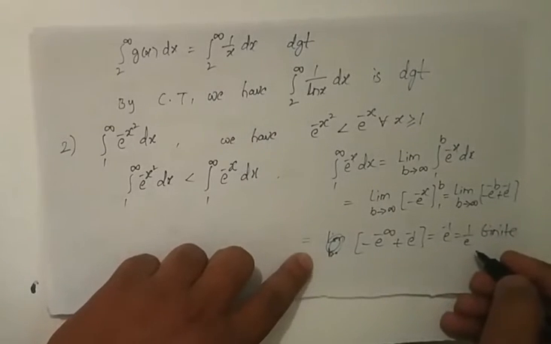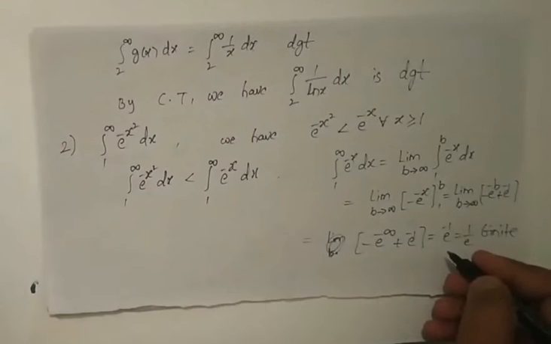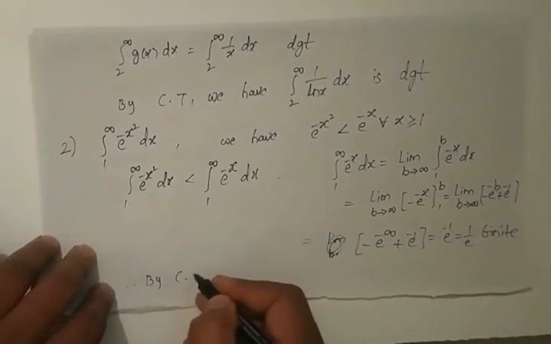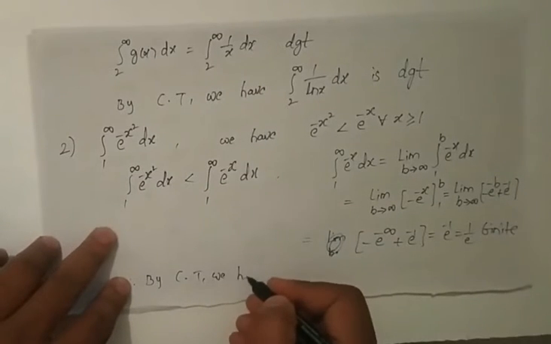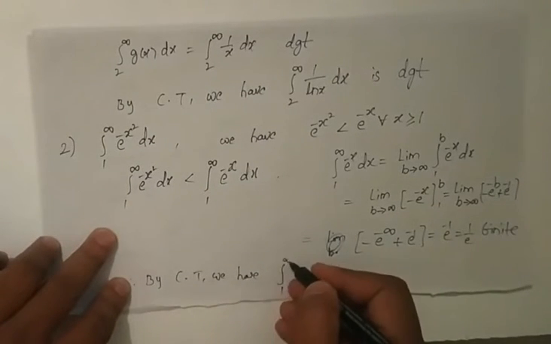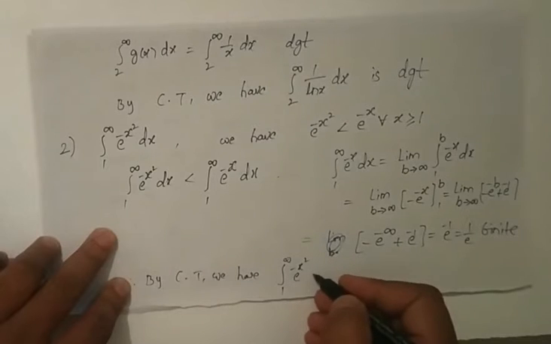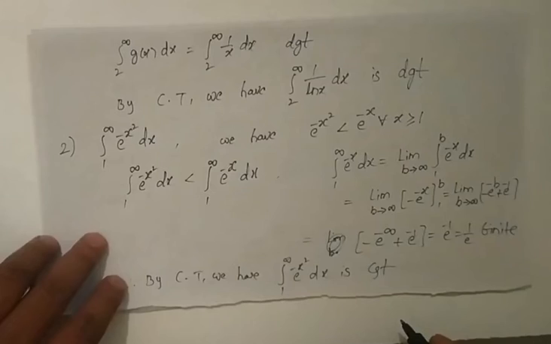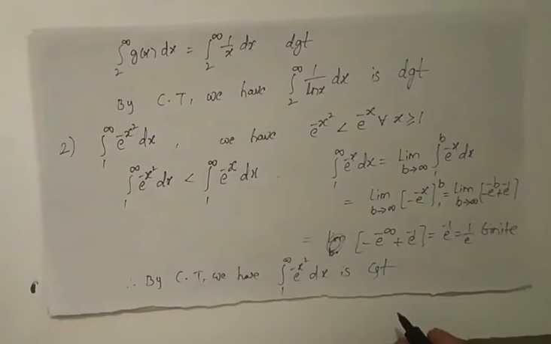Therefore, by comparison test, we have the integral from 1 to infinity of e power minus x square dx is convergent, because the integral of the bigger function is convergent. Okay, students, next I will give you some problems.